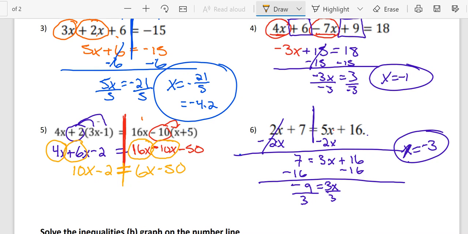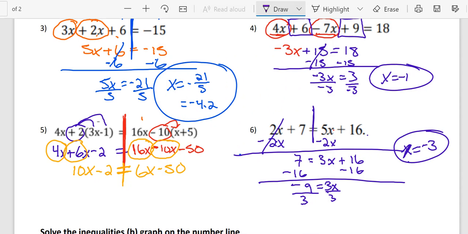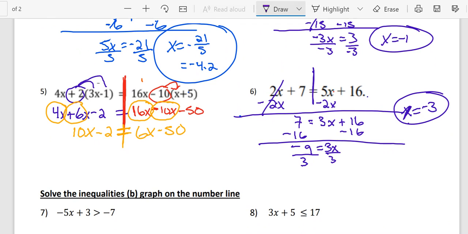All right. So now we're back to a problem where we have variables on both sides and we can just go for it like we did number 6. So for this, again, I suggest that you move the one with the smaller coefficient. So we have a 10x, we have a 6x. I'm going to move the 6x. Cancels out. We end up with 4x minus 2 equals negative 50.